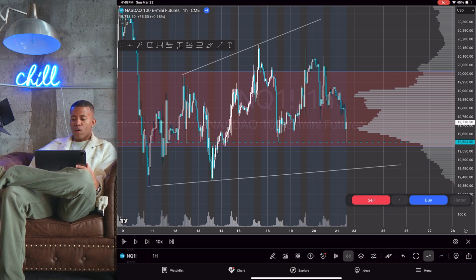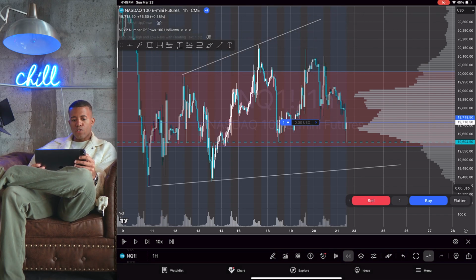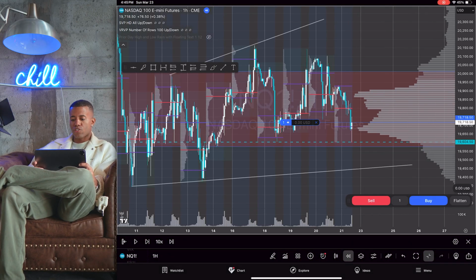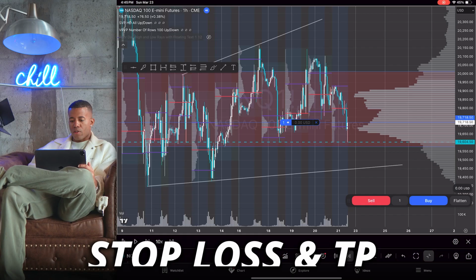So what I'm gonna do is I'm gonna go ahead and get in. So I'll buy. And the question is, how long do I hold this trade? So we're gonna turn on some other indicators. I'm gonna turn on the session volume profile, overlay that. This is gonna show me the volume profile for the session, and I need to figure out where my stop loss and my TP are gonna be.